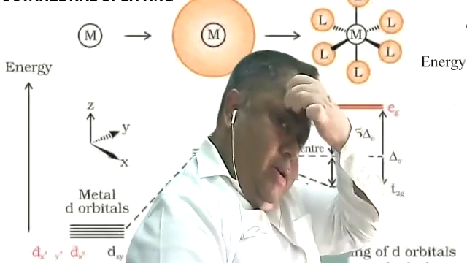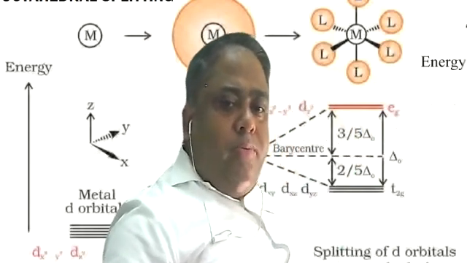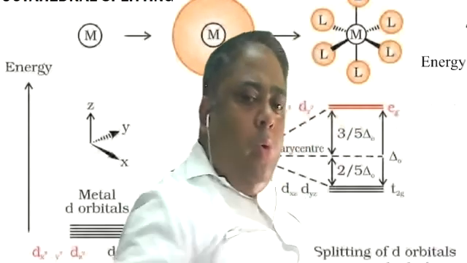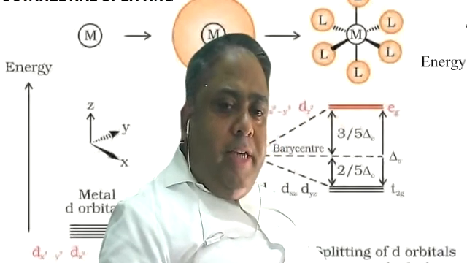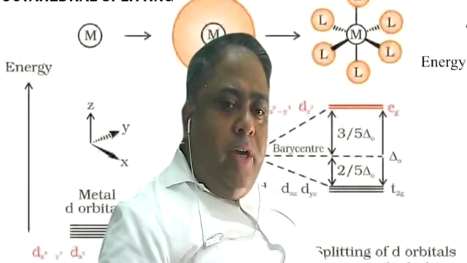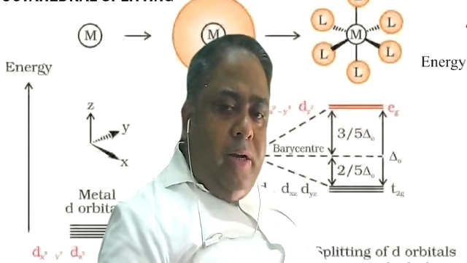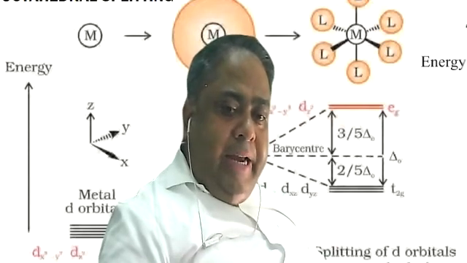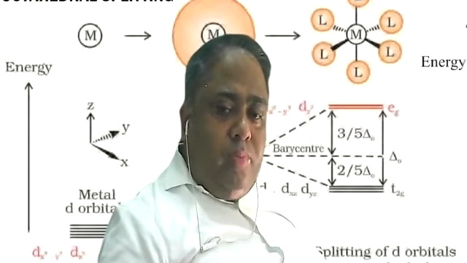All right. Now you will find that there is one symbol given. This symbol is delta zero. It is not delta zero actually. It is delta O, octahedral splitting, and the delta is showing change in the energy. Now the value of this delta O is equal to 10 Dq. Remember, 10 Dq.